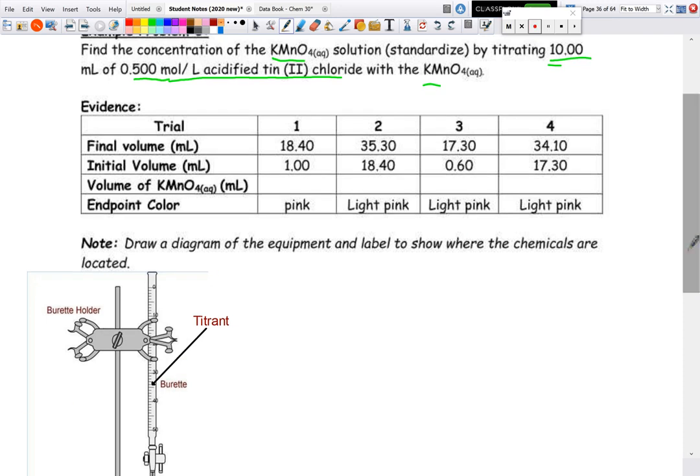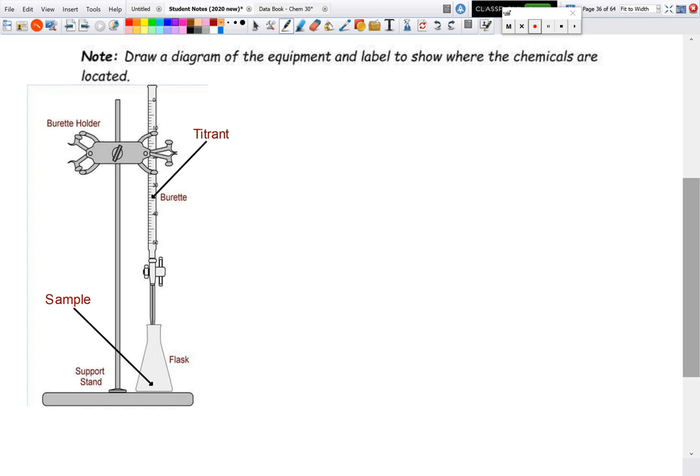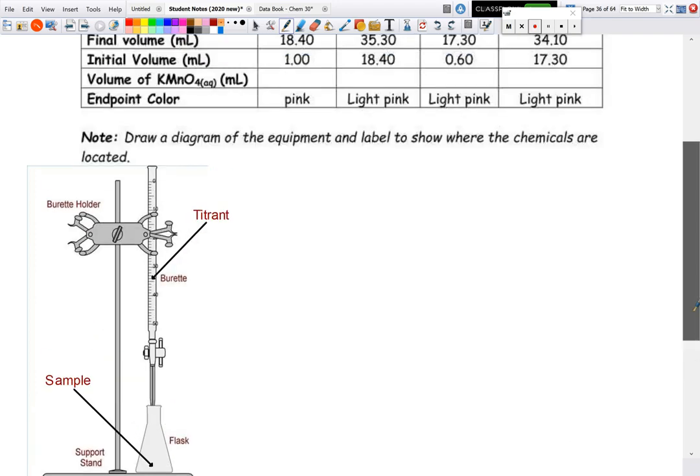Now it says here, draw a diagram of the equipment and label to show the chemicals involved. So before I get going with the balanced chemical equation, this is a general setup, if you remember, for a titration, where you have our burette holder right here. This is our burette. Inside the burette goes the titrant. We have our Erlenmeyer flask. Inside the flask goes our sample.